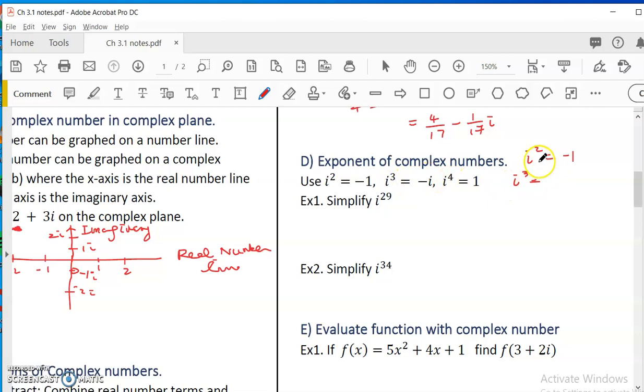Because you can write it by property of exponent. i cubed is i squared times one more i, right? i squared is -1, so it's -1 times i. So that's why it's equal to -i.